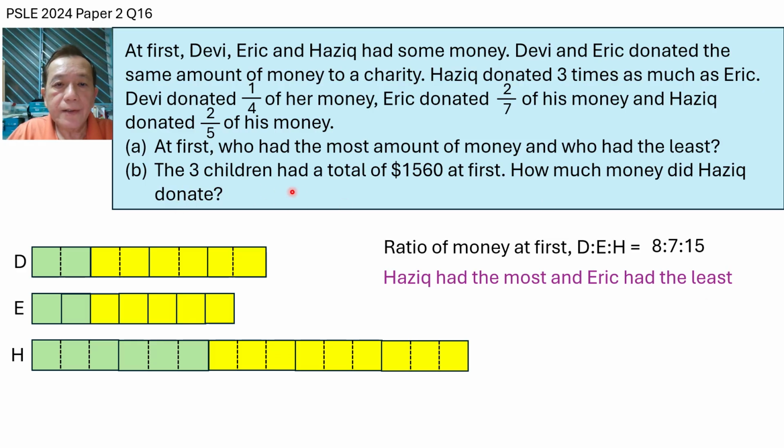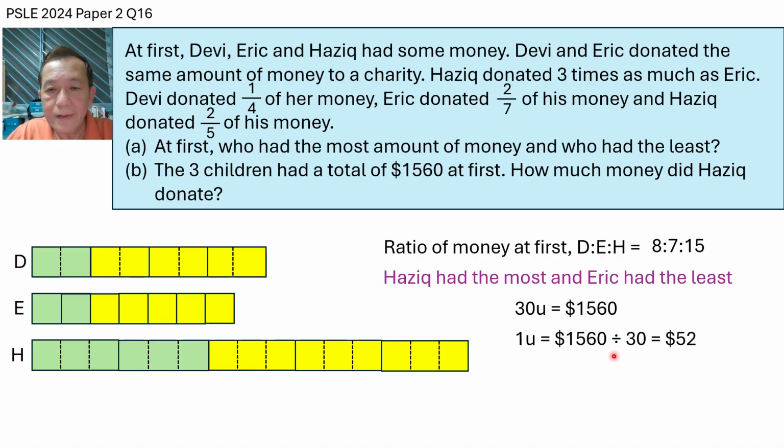The 3 children had a total of $1,560 at first. So at first refers to this ratio. Add 8, 7, and 15. 30. 30U equal $1,560. So 1U will be this divided by 30.